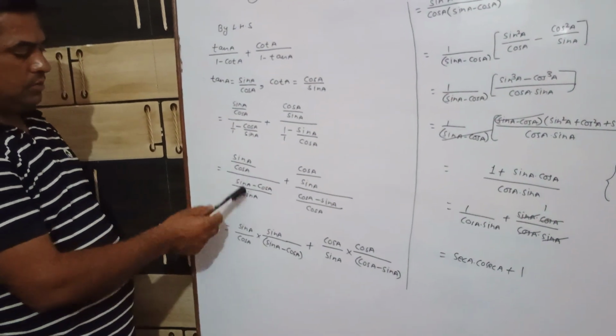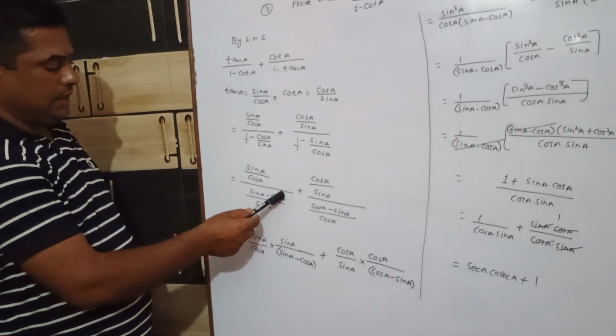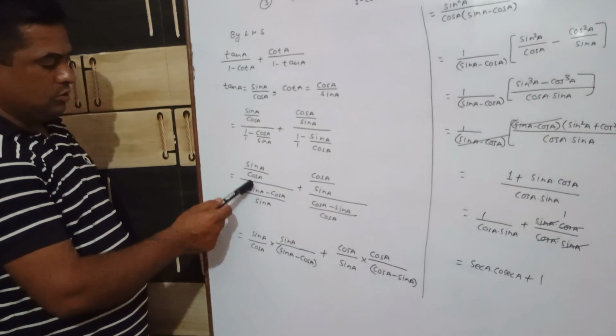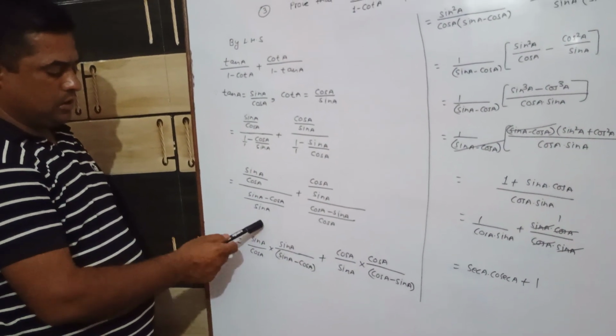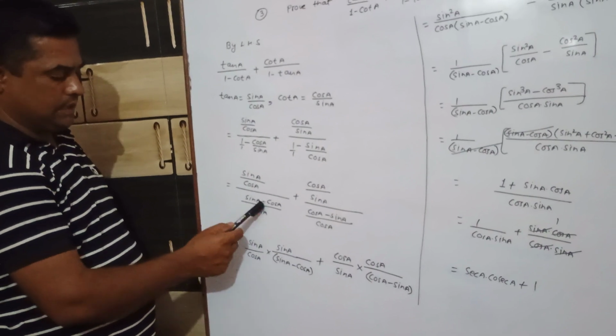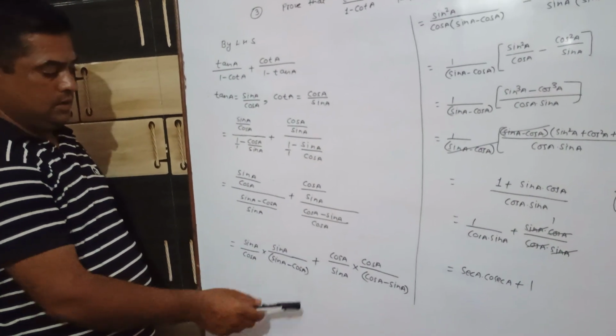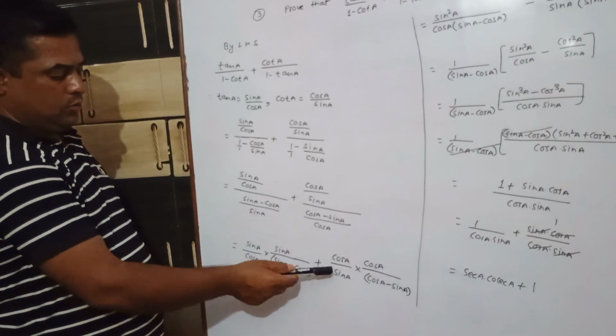Now you have a fraction upon a fraction, so we will take the reciprocal of this fraction. You will write here sin A upon cos A into the reciprocal, so sin A in the numerator and sin A minus cos A in the denominator, plus cos A over sin A.